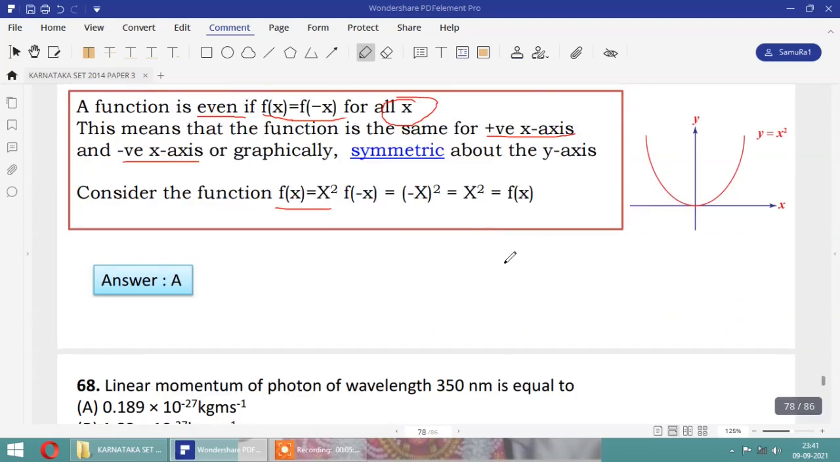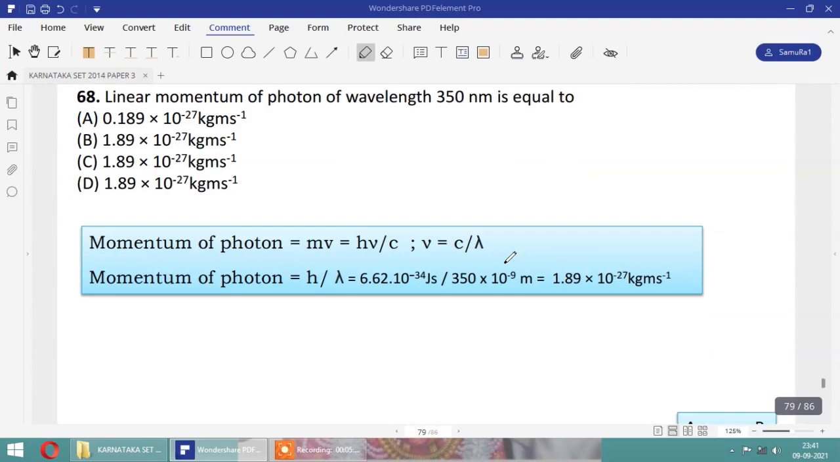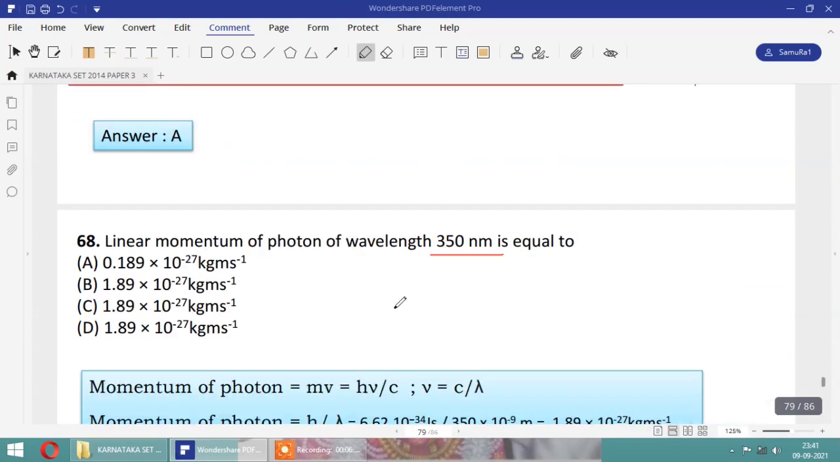We have been given the linear momentum of a photon of wavelength 350 nanometer. Here you calculate this one. Momentum of a photon mv is equal to h nu by c. c is the velocity of light and nu equal to c by lambda, you all know that. So momentum of a photon is given as h by lambda. You calculate this value as 1.89 into 10 power minus 27 kilogram meter per second. Option B is correct.